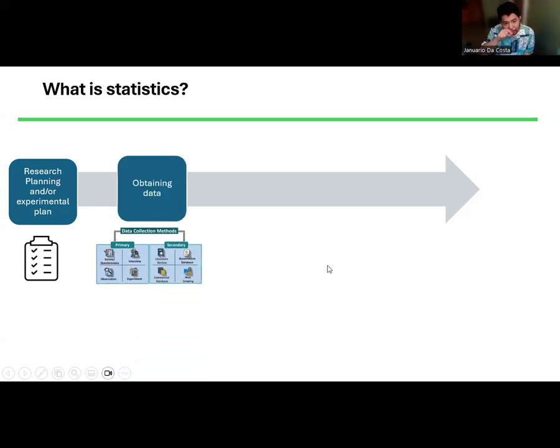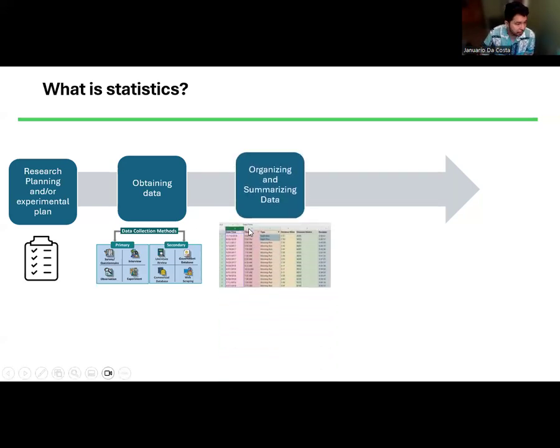Now the second one is you obtain data, right? After you plan your research or your experiment, then you get data. There are two ways you can get the data. Either you get primary data, where you directly go to the field and get your own data, or you get secondary data, where you use a database, literature review, web scraping, or some database from the government or an NGO institution. That's part of statistics.